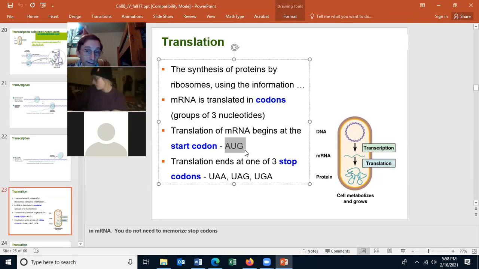Protein translation doesn't start until the ribosome comes to the AUG on the messenger RNA. Usually the AUG is near the start of the messenger RNA. It's not at the start, but it's near the start. But it can be down further, in which case there will be a portion of the messenger RNA that does not code for protein.